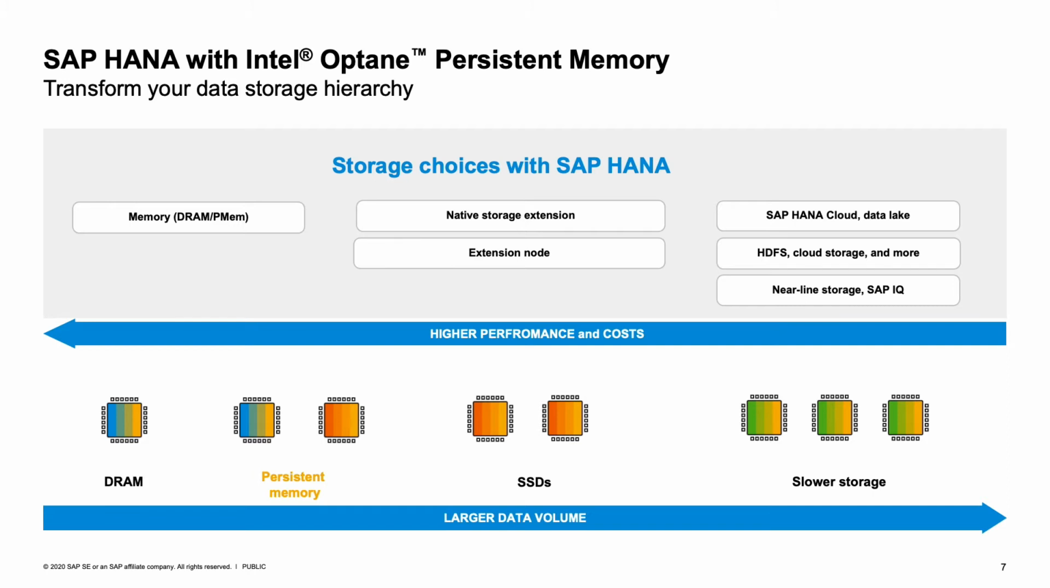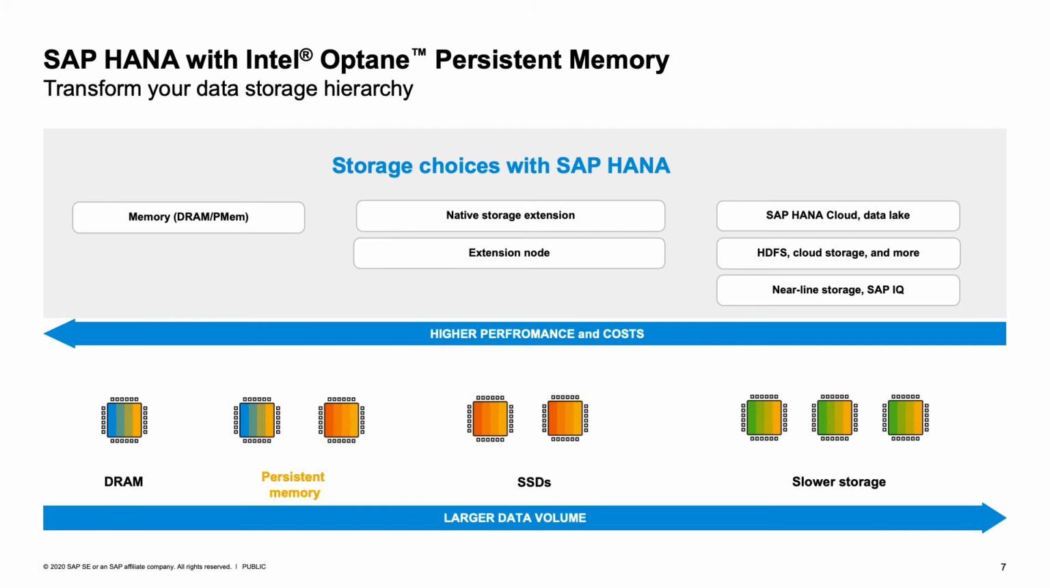So HANA provides some advanced data tiering capabilities to help balance your performance needs, storage, and cost requirements. And persistent memory fits right into this particular conversation. So persistent memory is one technology that we have to help increase our ability to store more data in memory for improved performance, but at a lower TCO. And we also have technologies like native storage extension and extension nodes to allow you to scale additional storage up or out, leveraging both memory and disk, commonly for warm data management scenarios.